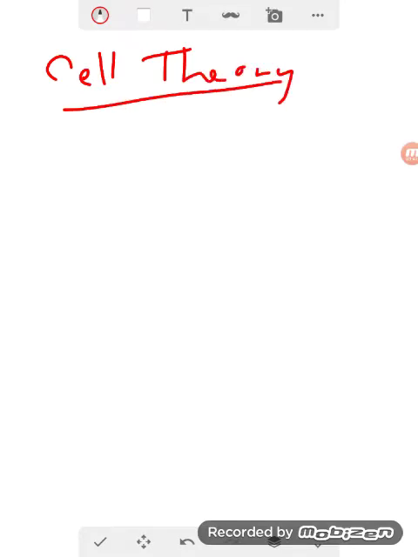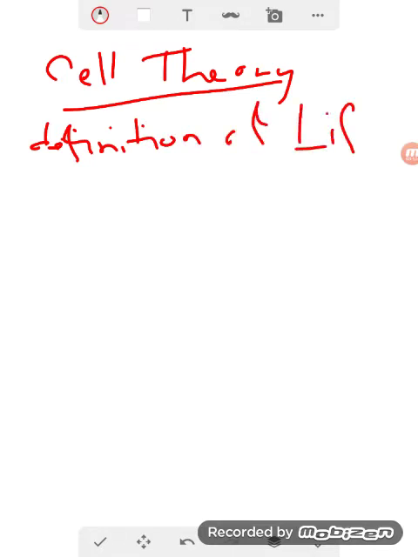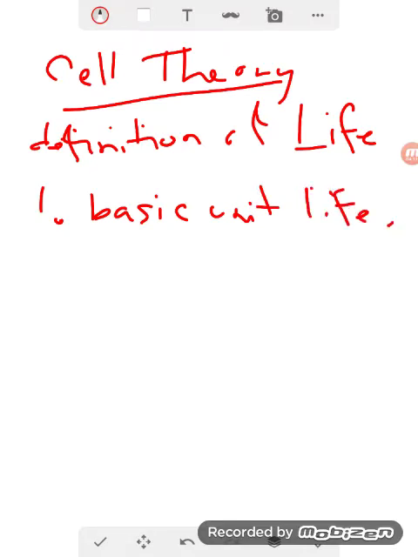Now, the next thing that we need to talk about is something called the cell theory. What the cell theory is, by definition, is that this gives us a definition of life. And there are three parts to your cell theory. The first part of your cell theory is that your cell is the basic unit of life. Everything starts out as a cell. You guys started out as a cell. Bacteria start out as a cell. Any living organism starts as one cell.